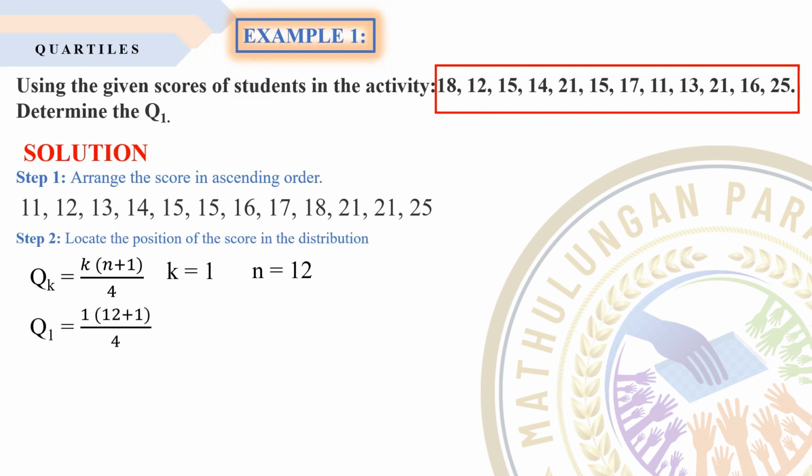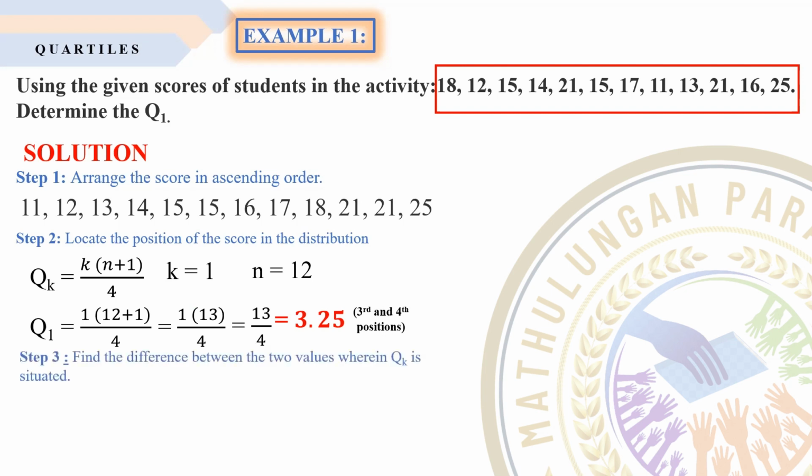Now, using the formula, i-apply na natin yung ating value ng k at yung value ng n. So, Q sub 1 is equal to the value of k, which is 1, times the quantity of the value of n, which is 12 plus 1, all over 4. So, 12 plus 1 is equal to 13, times 1 is 13, all over 4. And 13 divided by 4 is equal to 3.25. So, ibig sabihin, ang 3.25, ang position natin ay from third position to fourth position. Ibig sabihin, nasa pagitan ng third and fourth position.